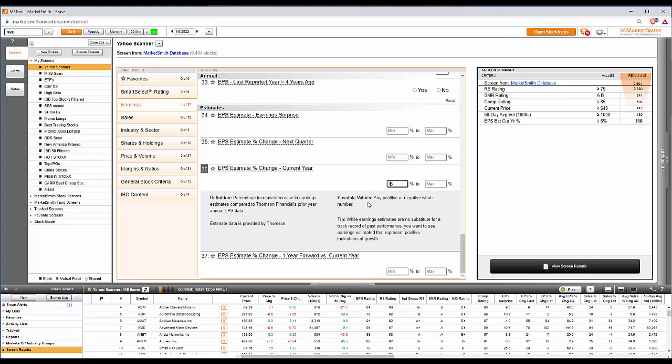What happens when we go to 15%? Down to 104. Let's go to 25. Where does that take us? 73. Okay, so I'm going to leave it right there.